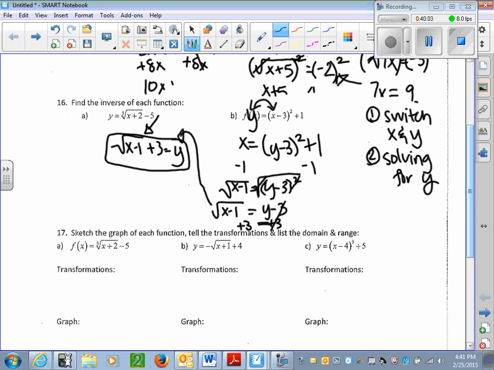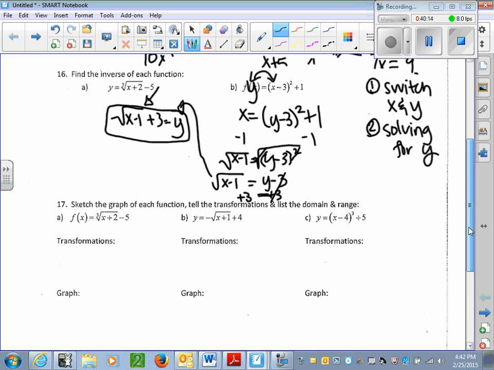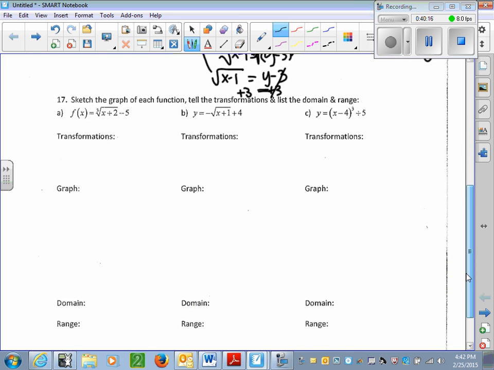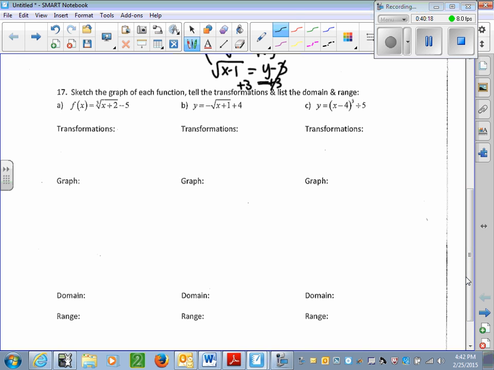Remember, we can check inverses by checking the symmetry over y equals x. You can go back and look at your day 6 part 2 notes for inverse functions if you have more questions on that. Okay, let's just talk about these quickly because I think we're pretty good on transformations.